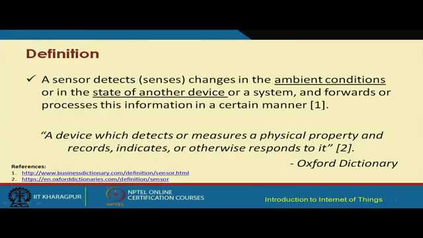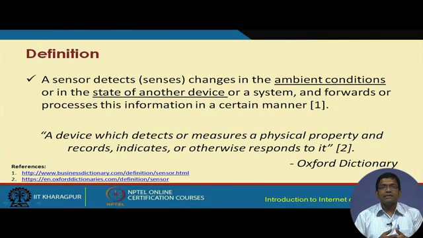When we talk about sensing, we need to understand what sensing is. Basically, a sensor detects or senses the changes in the ambient conditions, or it can also sense the state of another device. Maybe one sensor can sense the state of another device. So, this is what is done with the help of sensing. Some physical property of the ambient conditions of the environment the sensor is in, or of another machine or a separate system, can be sensed with the help of sensors.